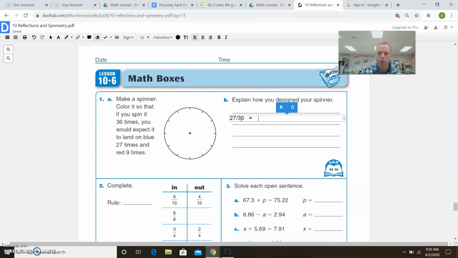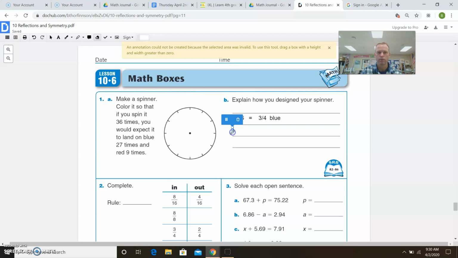So what number goes into both 27 and 36? Remember, when you do an equivalent fraction, you either multiply both the numerator and denominator by the same number or divide them both. Well, in this case, we're going to divide because we want to get it down to lowest terms. That number is 9. So we are going to take 27 divided by 9 and 36 divided by 9. 27 divided by 9 is 3 and 36 divided by 9 is 4. So 3/4 of that spinner would be blue.